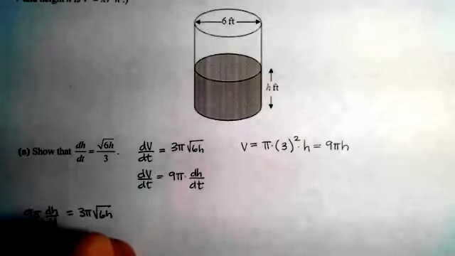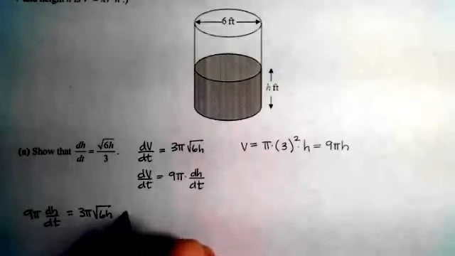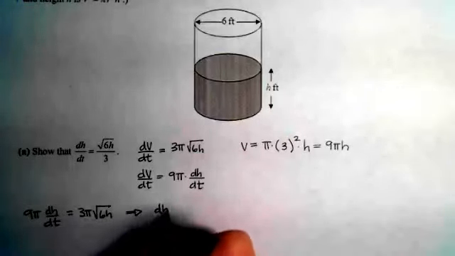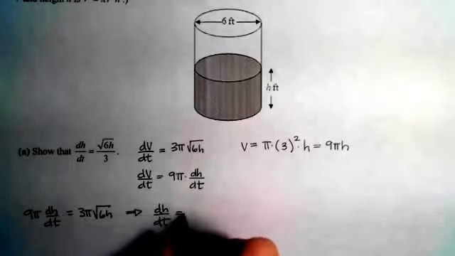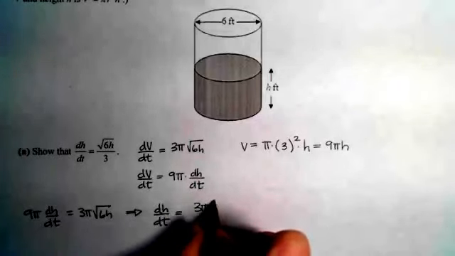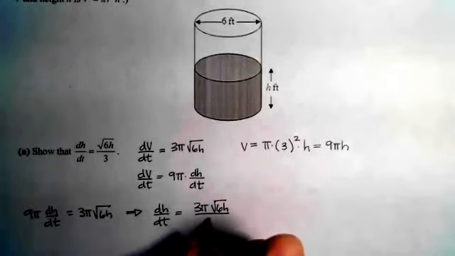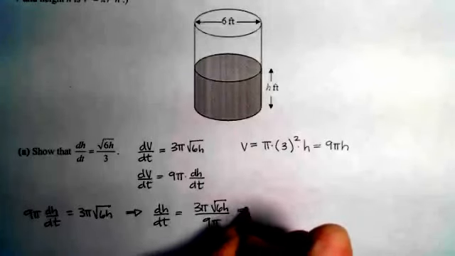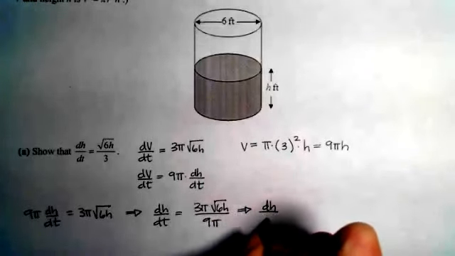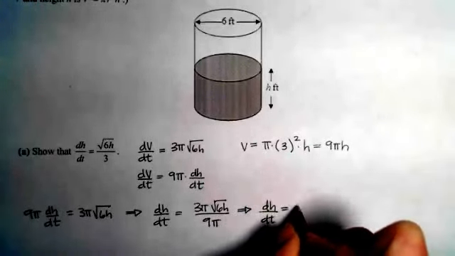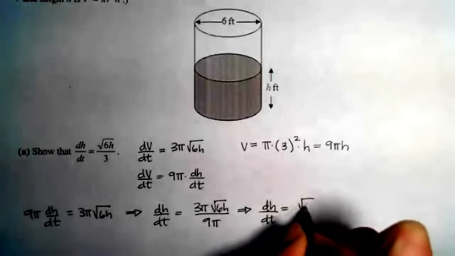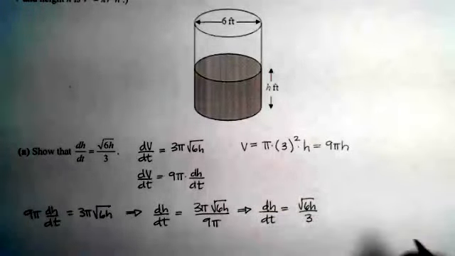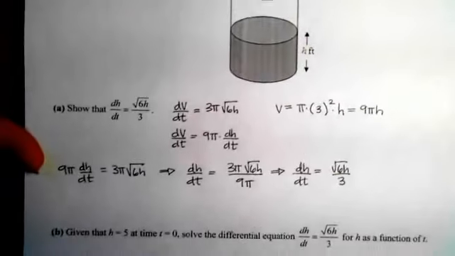And the goal is to isolate dH/dt. So if I isolate dH/dt, I will get 3 pi times root 6h divided by 9 pi. Reduce that, you end up exactly where we're supposed to, and we get root 6h over 3, and we're done. So now we're ready to do part B.